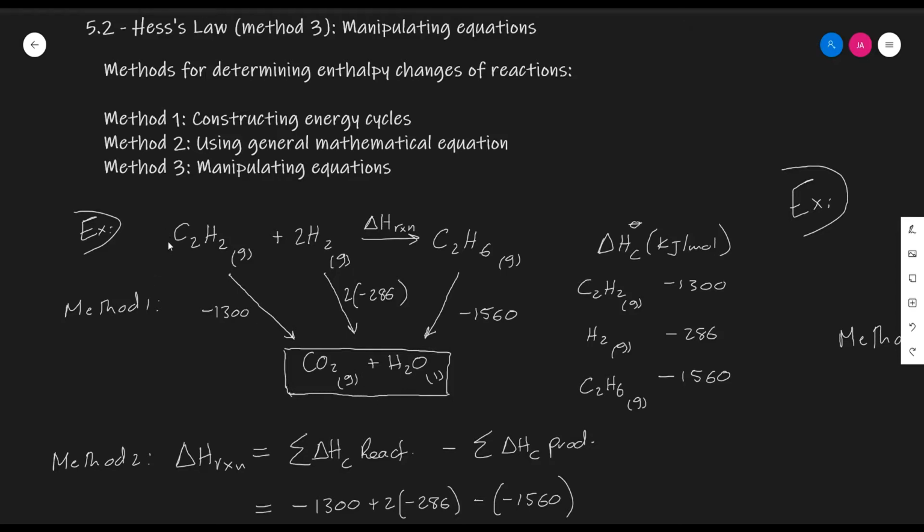In this reaction, we have 1 mole of C2H2, 2 moles of hydrogen gas, and 1 mole of C2H6 produced. Thus, the enthalpy change of combustion per mole of C2H2 is negative 1,300, and I have 1 mole here, so we place negative 1,300 on this arrow here. I have 2 moles of hydrogen gas being combusted, so I would multiply the molar value for the combustion of hydrogen by 2, as placed on this arrow here. And I have the molar enthalpy change of combustion of C2H6, which is negative 1,560, which I placed on this arrow here.